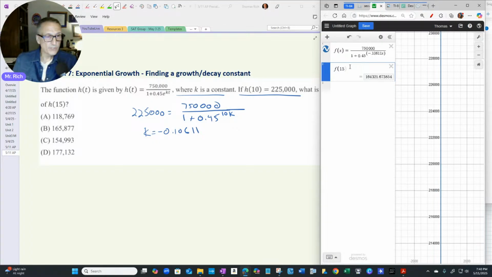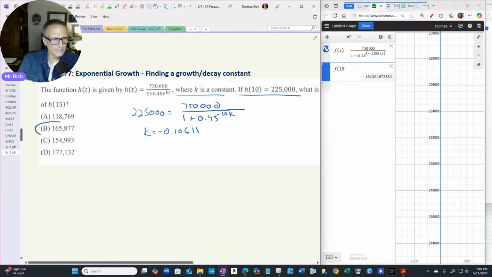Okay, 164,321. Well, I don't like that it's not exact, but you know what? I'll go with that right there. 164,321, f of 15. Make sure I put that in there right. But yeah, so that looks like it is.